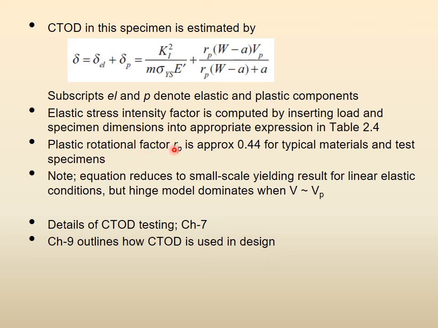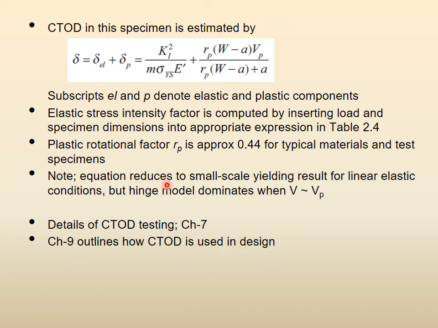The plastic rotation factor r_p is approximately 0.44 for typical materials and test specimens. Now again, if we were in a full course on fracture mechanics at a higher level, we would have access to books or handbooks or tables for the value of r_p. If we go to later chapters in Anderson, we will have more of it. But for typical materials and test specimens, in general r_p is 0.44.